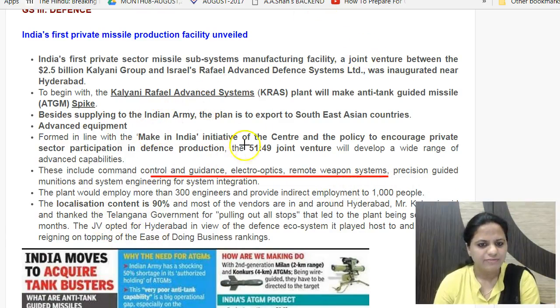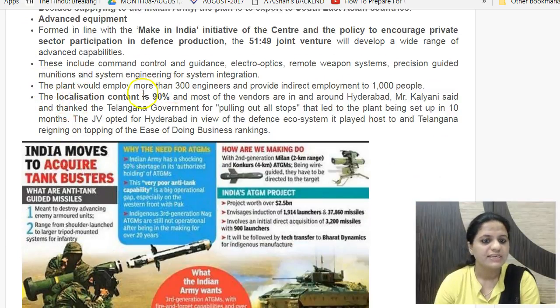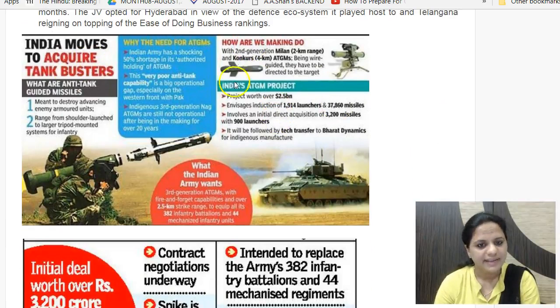So as I said, it is a 51-49 joint venture, 51 with Kalyani. Localization will also be there. It says localization content is 90%. And this is regarding the anti-tank guided missiles. We have our anti-tank guided missiles which are aging. We are using second generation missiles. These have to be guided through wire. Wire guided means they cannot be easily directed. So that is why they have to be directed to targets to be beneficial. That is why these are of concern.